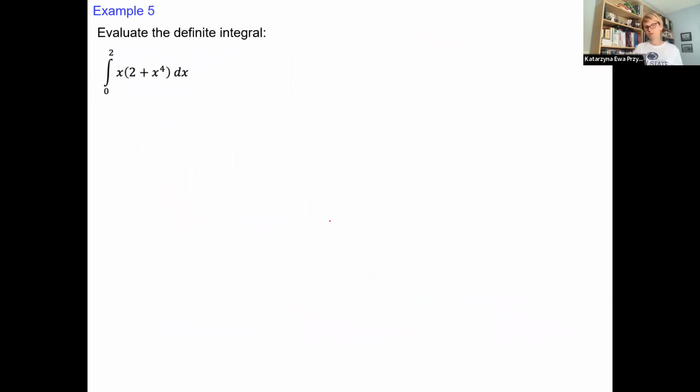Okay, what about this one? Because I have to also mention something. We're just practicing integration, anti-differentiation. We have the integral from 0 to 2 of x times (2 plus x to the power of 4) dx. A polynomial is definitely defined for all numbers. That means x could be any real number. We have no problem, we have continuity. But how can we start this question?